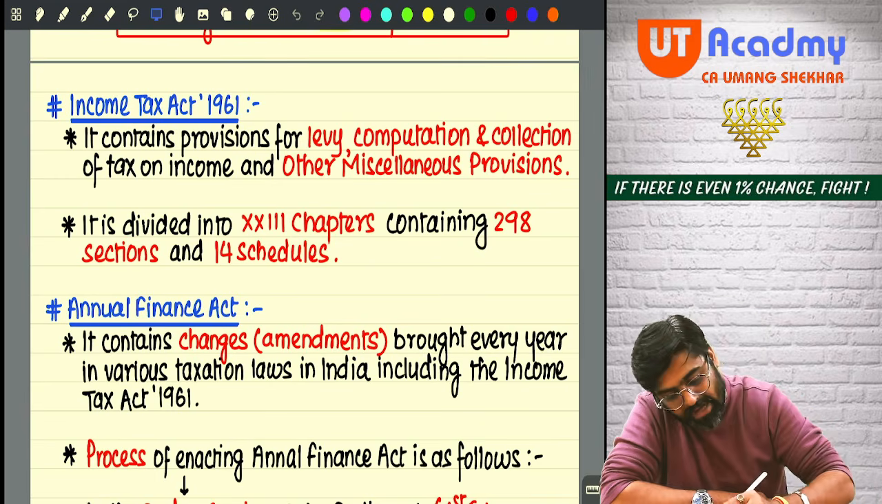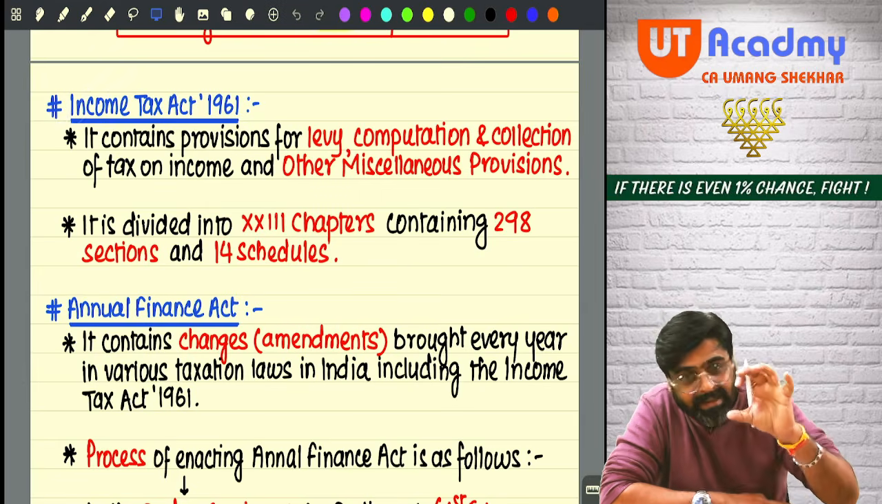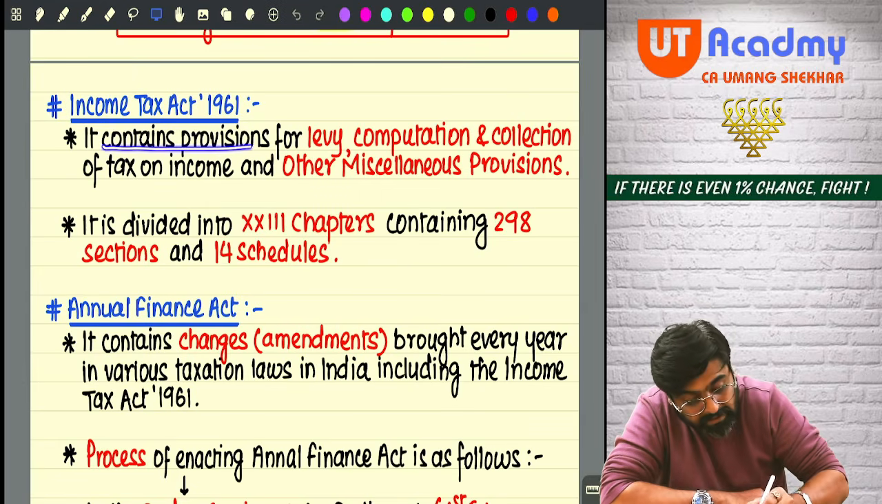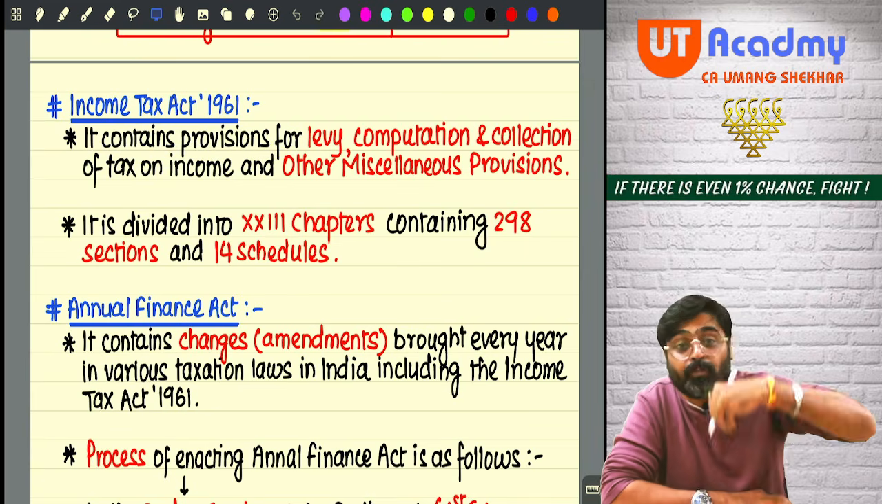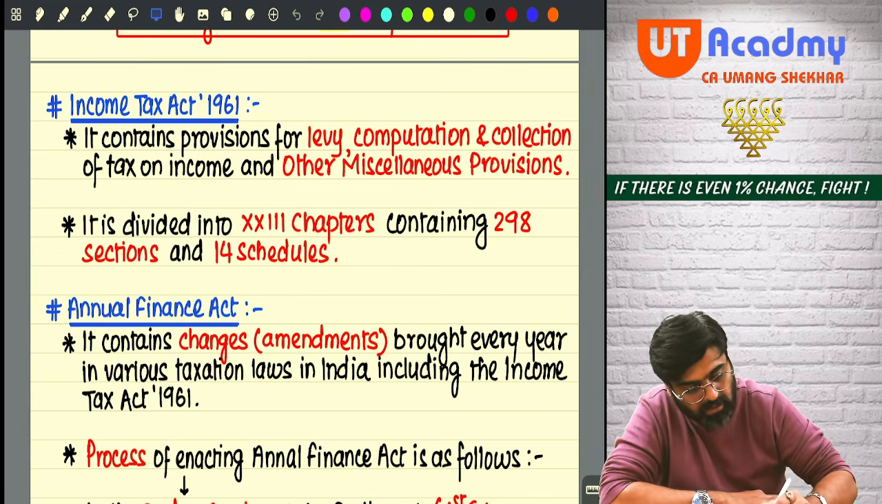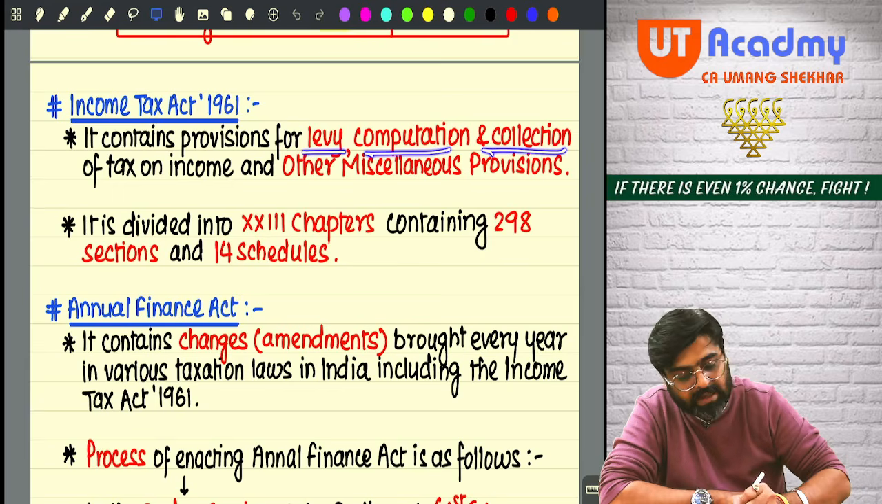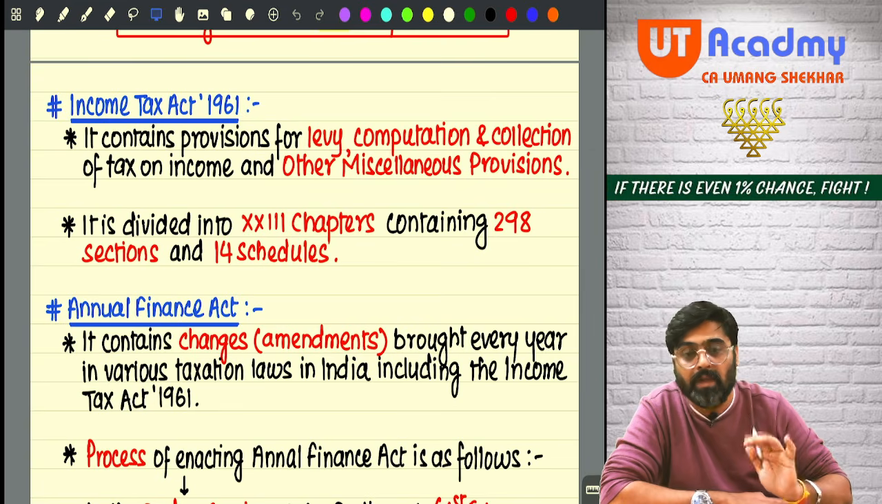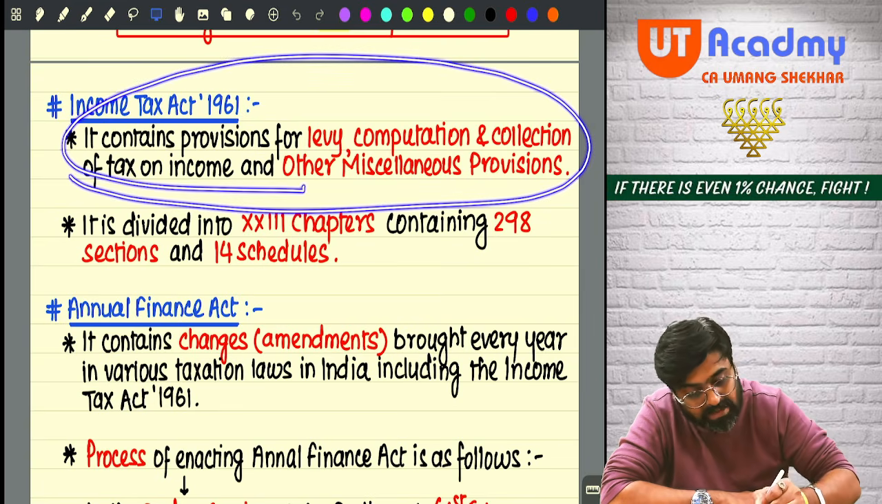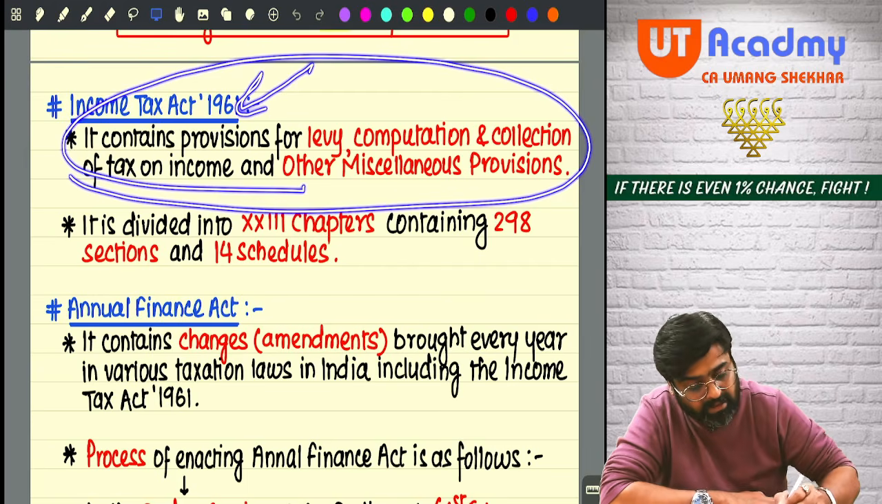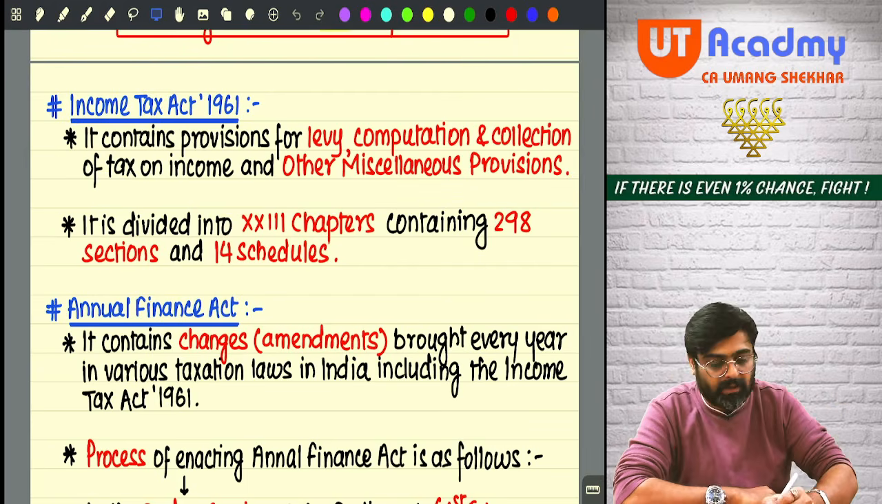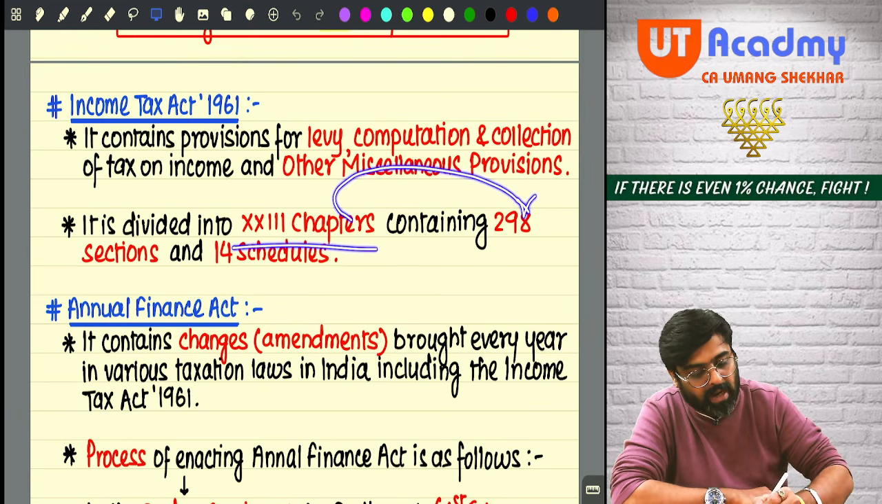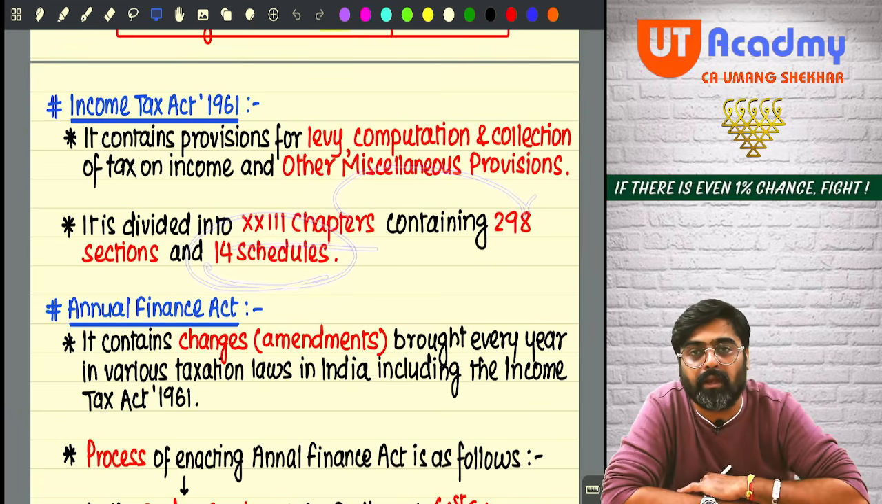So the Income Tax Act 1961 contains provisions, meaning this law speaks about what? Levy, computation and collection of income tax and other miscellaneous provisions. And all these things in the Income Tax Act are logically divided into 23 chapters containing 298 sections and having 14 schedules, my dear friends. Understood?